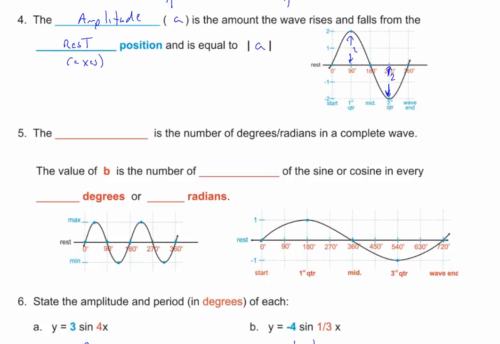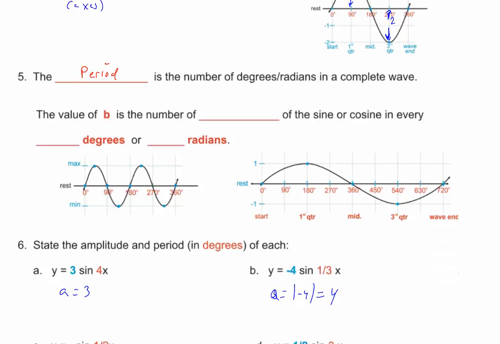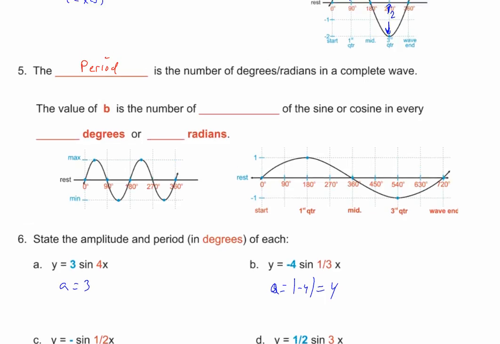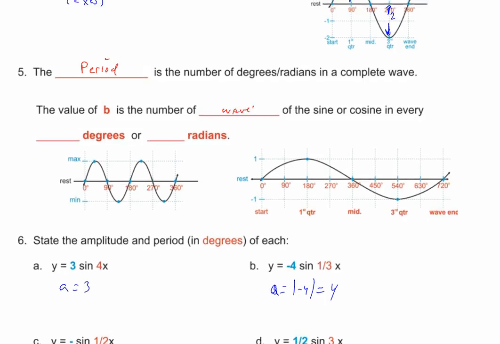The second thing is the period. Number of degrees or radians in a complete wave. So here's the tricky part. You can see B is up there right in red. The B is the number of waves of the sine or cosine in every 360 degrees or 2 pi radians. The number of waves.